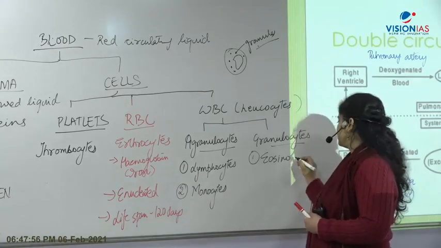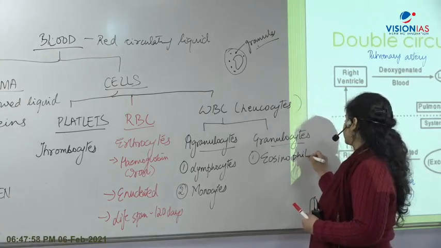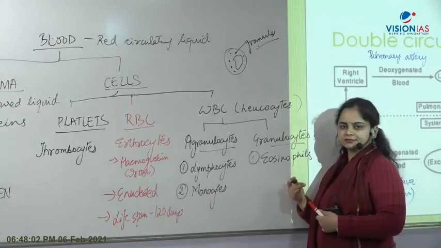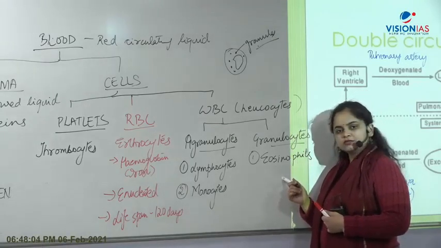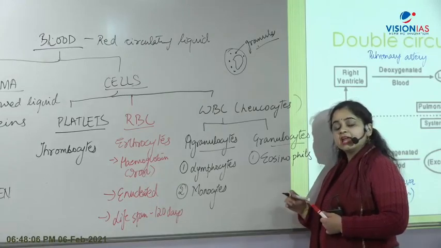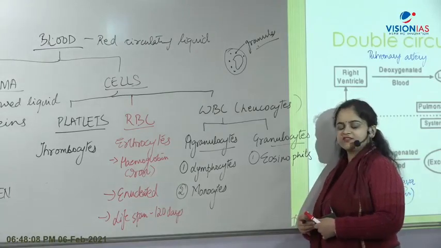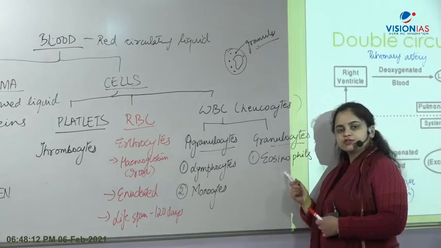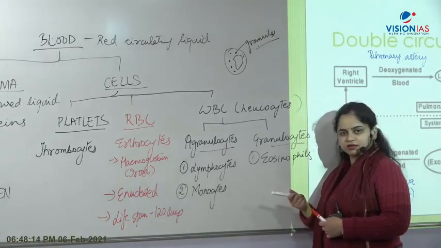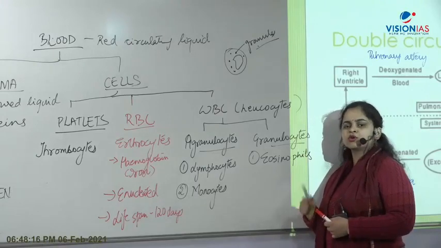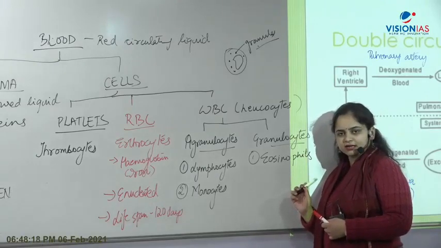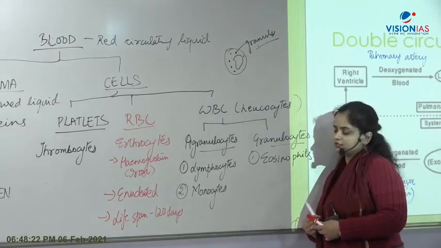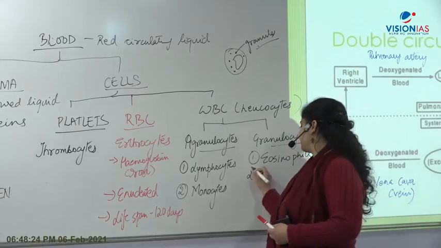First one, eosinophils. Eosinophils are responsible for allergic reactions. Whenever there is an allergy, eosinophils increase in number and they produce certain products to counter that allergic reaction. Eosinophils are involved in allergy.